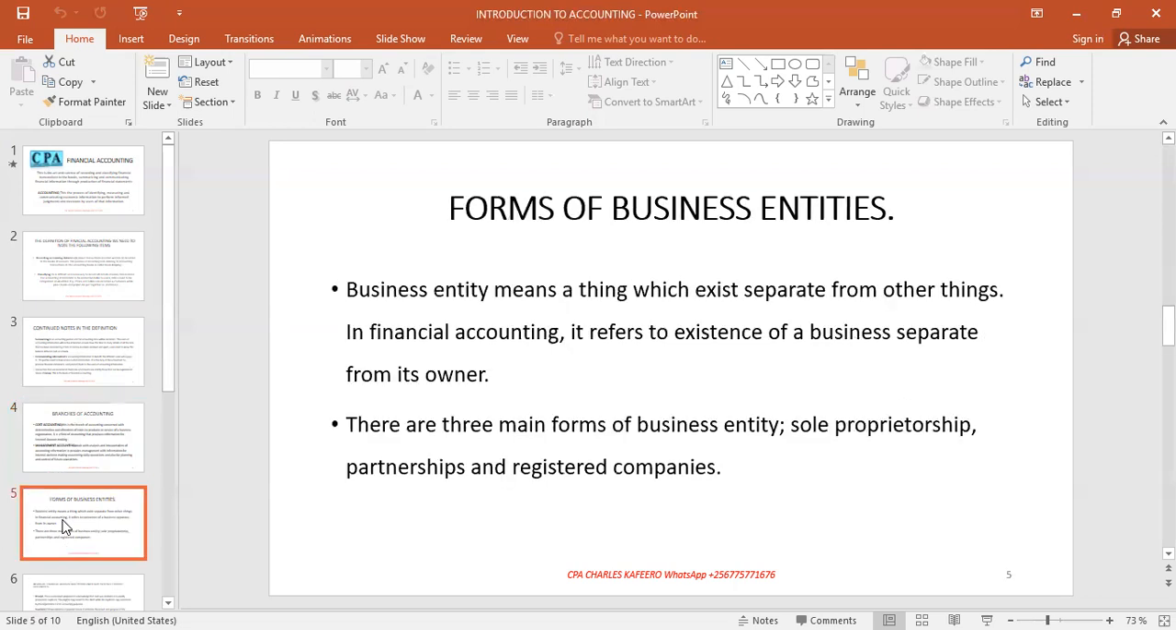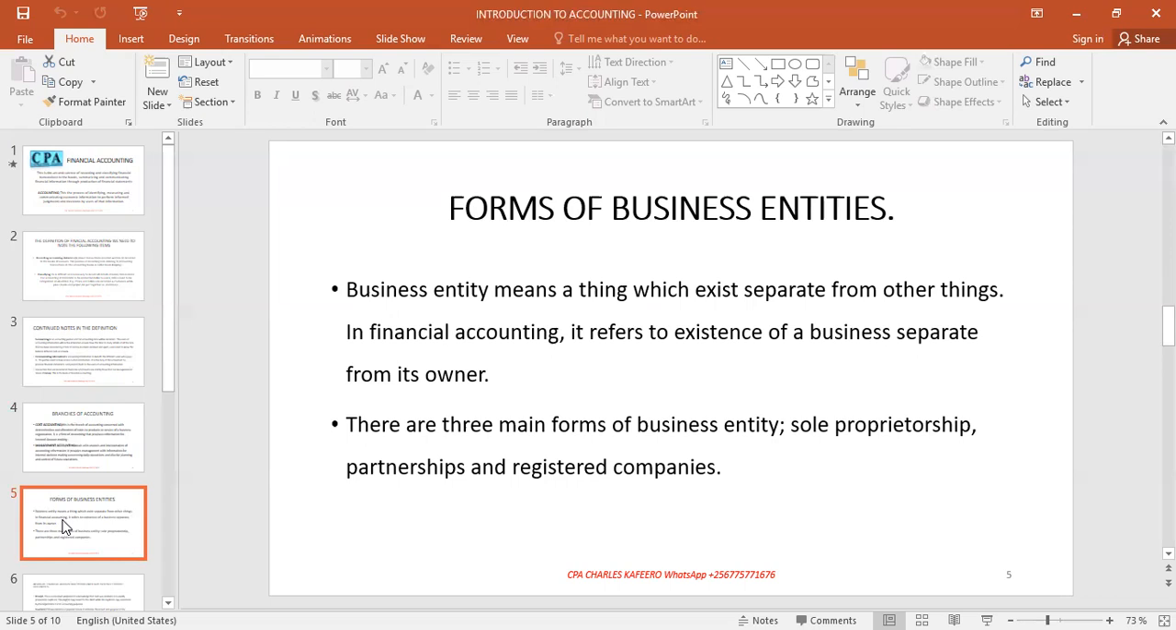I just wanted to give you a brief view of what you may find in the question paper. Allow me to proceed to the forms of business entity, but I want you to first understand what a business entity is, or what an entity is. An entity is something which exists separate from other things. In financial accounting, it refers to the existence of a business separate from its owners. Since in financial accounting we are only dealing with businesses and what transactions they do, a business is supposed to be separate from the owner.